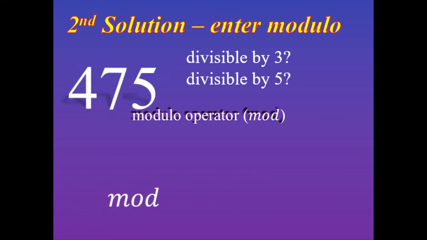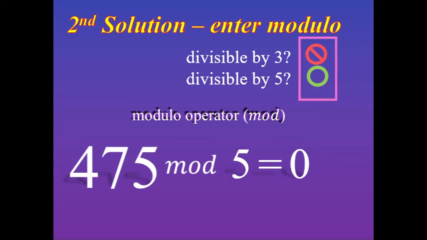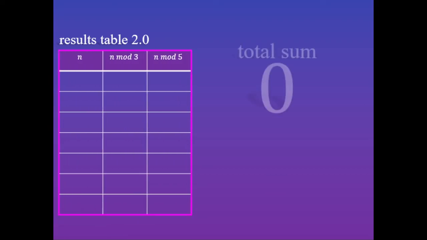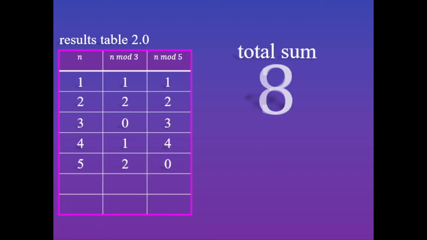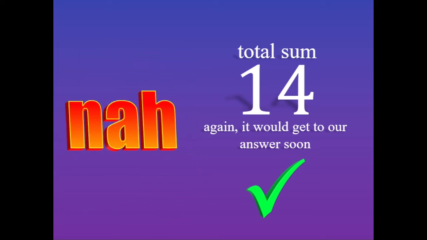Let's go back to 475. 475 mod 3 is equal to 1, which means it's not divisible. 475 mod 5 is equal to 0, which means it is divisible. We then look if at least one of the conditions is true, and if there is, then that number is part of the sum. We then tell the computer to do this for all numbers under 1000. We can see its results with the results table 2.0, and hey, it's already doing all the work for us. Again, it would get to our answers as n approaches 999. Unlike the first solution, this is a generally accepted answer. But did you know there's a way to solve this without iteration?